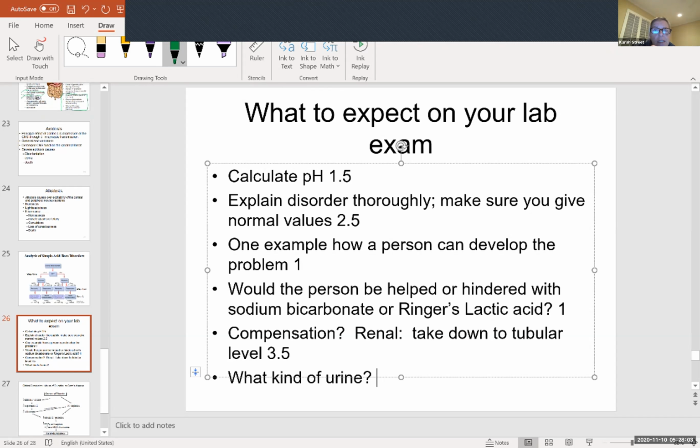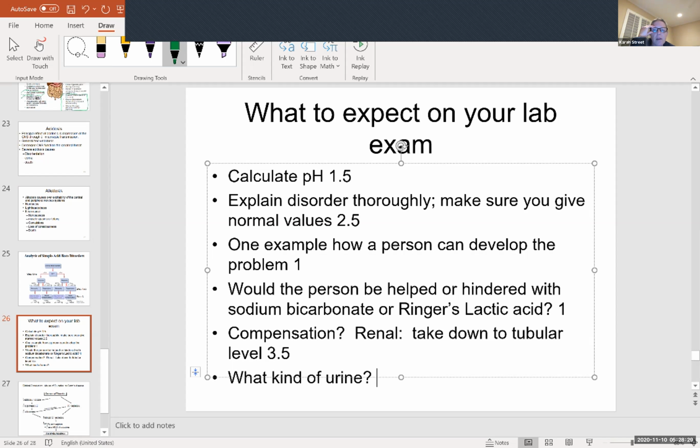The urine will have the same pH issue as the body. If your patient's in acidosis, then the kidneys are going to get rid of more acid. If your patient's in alkalosis, then they're going to get rid of more base. So the urine will reflect the problem that the body has.